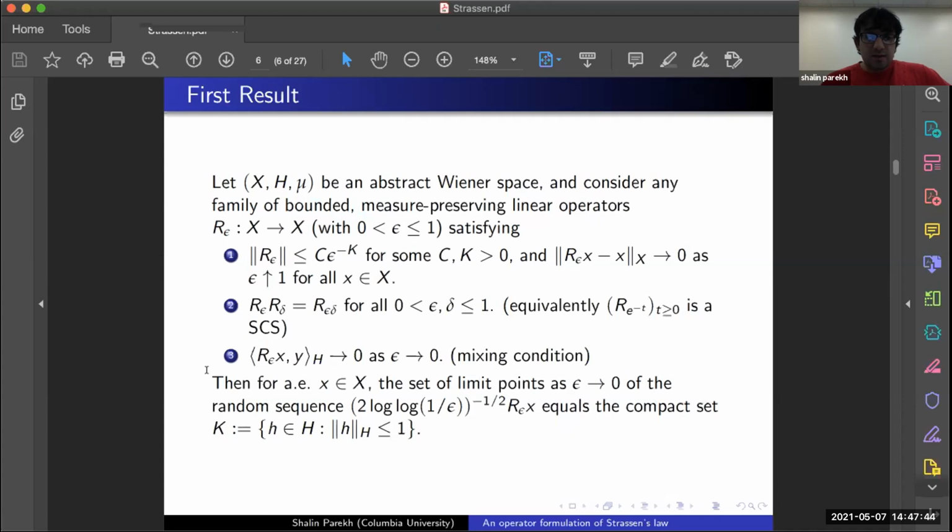So assuming all of these conditions, the statement is that for almost every X in the space X, the set of limit points as epsilon tends to 0 of the family 2 log log 1 over epsilon to the minus 1/2 times R epsilon of X equals the compact set K, which is the unit ball of the reproducing kernel Hilbert space, okay? It's a little bit abstract, so let me talk about a few concrete examples.